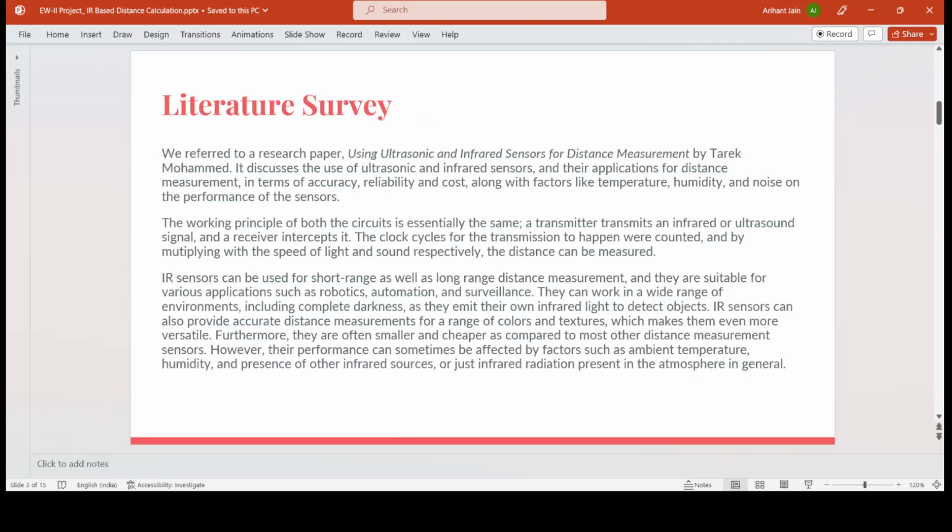So let's start. For the literature survey, we referred to this specific research paper by Tariq Mohammed, which discussed distance measurement using ultrasonic sensors as well as infrared sensors. It compared the functioning of both of those in different environments, such as dark or light environments. It also discussed factors such as temperature, humidity, and accuracy, and the working of the circuit in those.